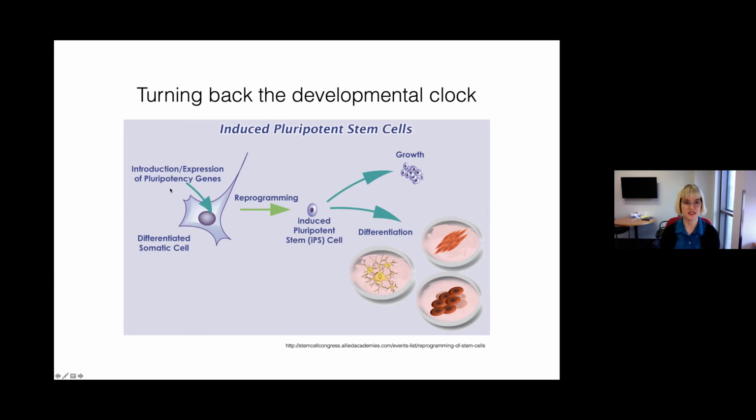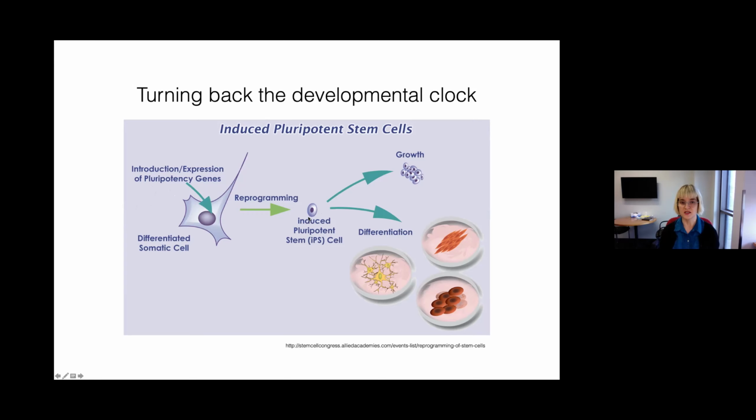reprogramming technology essentially is to take what is called a differentiated somatic cell. So in my lab, we take skin punch biopsies. They're really tiny little 3 millimeter biopsies from someone's arm. And we grow fibroblasts out from that. And then we reprogram those fibroblasts into induced pluripotent stem cells.